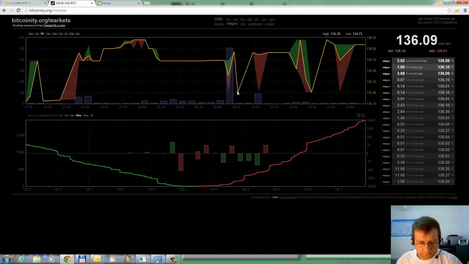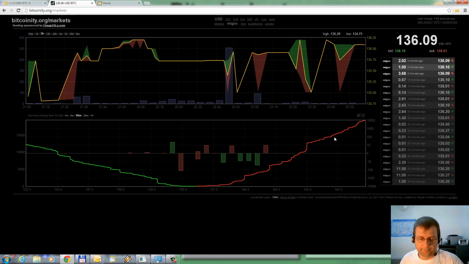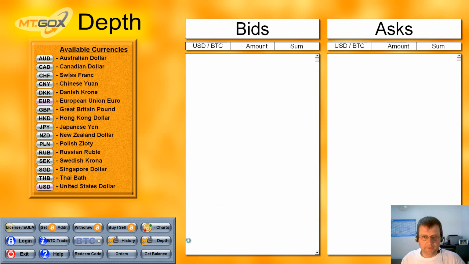Let's go to the chart below. First of all, let us talk about this green and this red curve. This is the cumulative depth chart of the Mt. Gox USD BTC market, and this green line is the bids and this red line is the asks. Let me show you in numbers what I'm talking about.